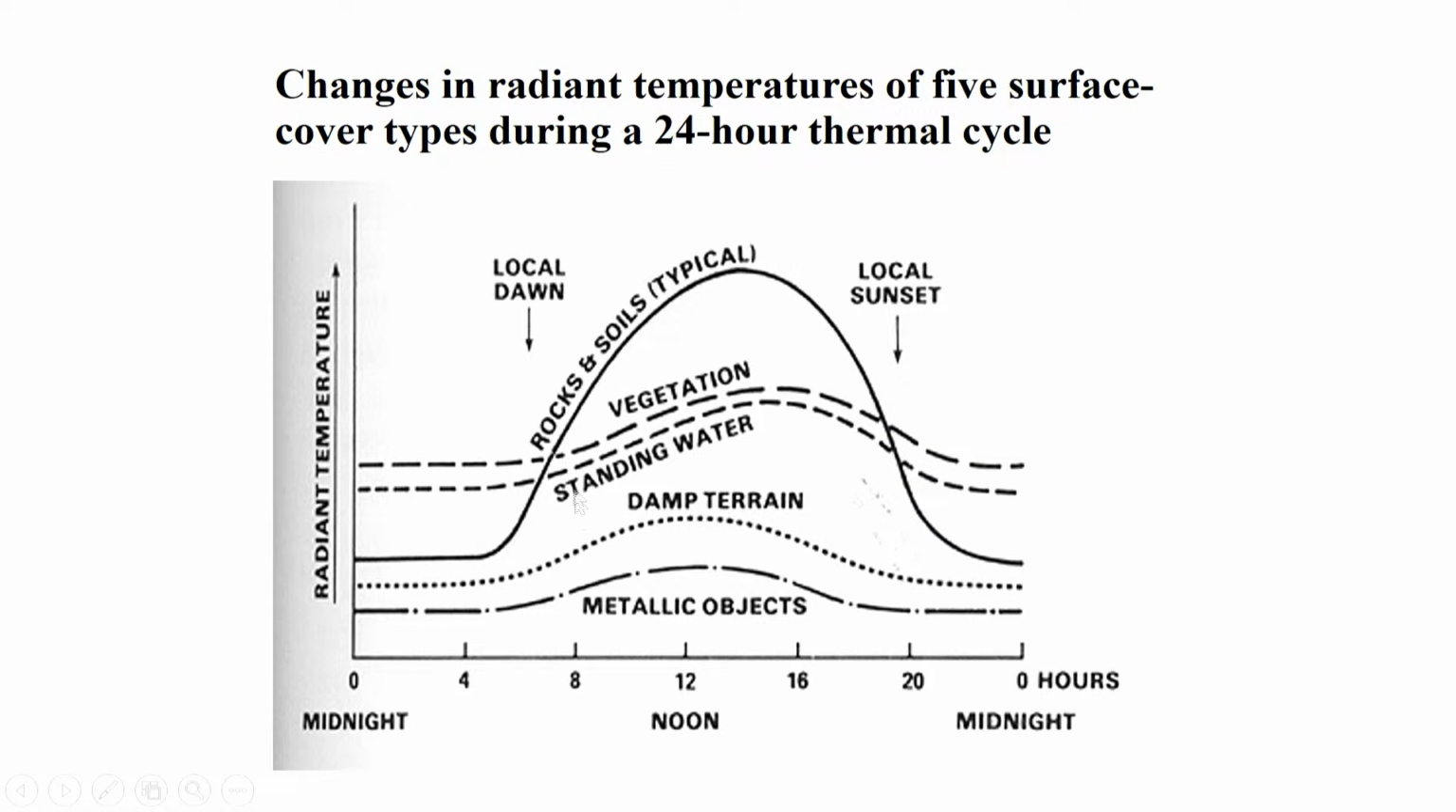Now when we come to the vegetation and the water, there is not very much change in the temperature. But if you compare vegetation and standing water in the nighttime imagery, you can see that high thermal emission, or radiant temperature, is detected from the standing water or vegetation, so they appear bright in the imagery in comparison to all the other features like damp terrain, rock, soil and the metallic objects.